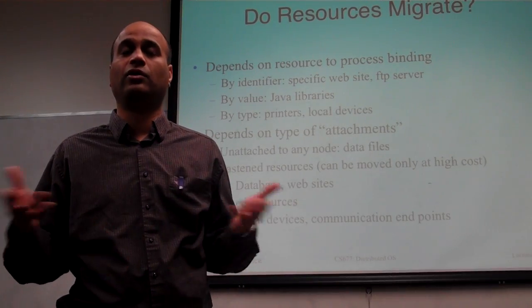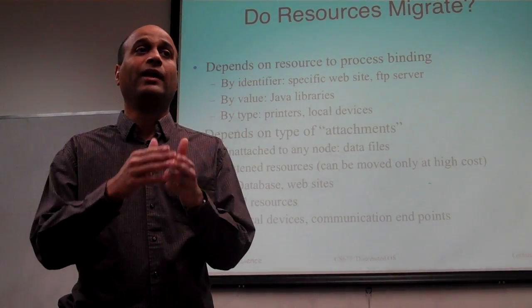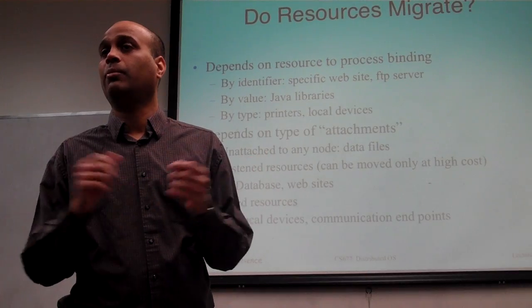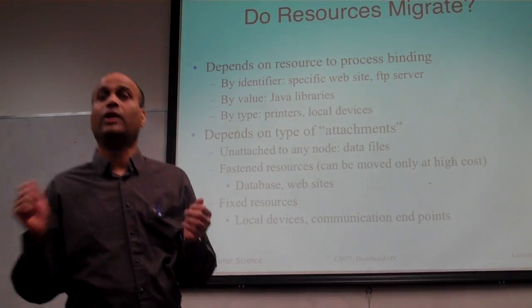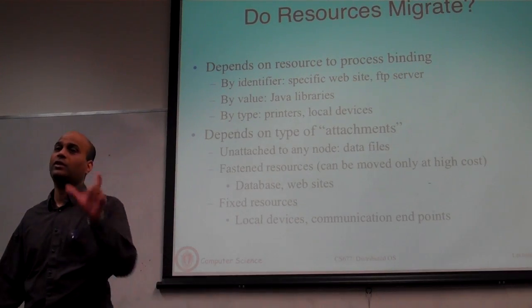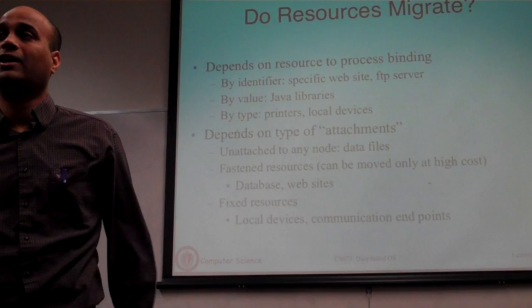So it's a printer, or it's a file name, and so on. That name attaches the process to a particular resource, and the binding may depend on what kind of resource it is. So when you say you bind by identifier, you say that the resource has a name and you only want the resource with that name and nothing else.